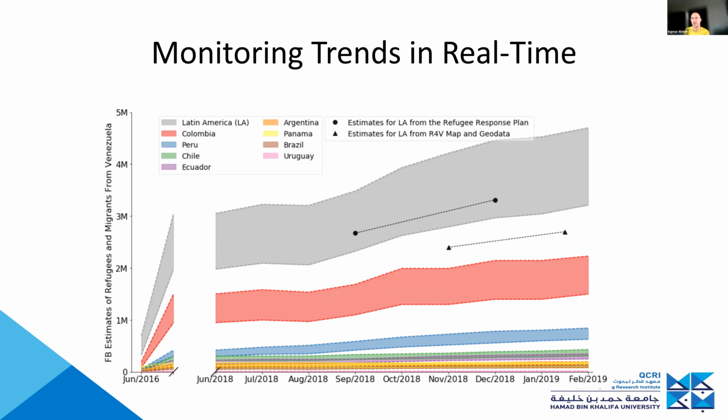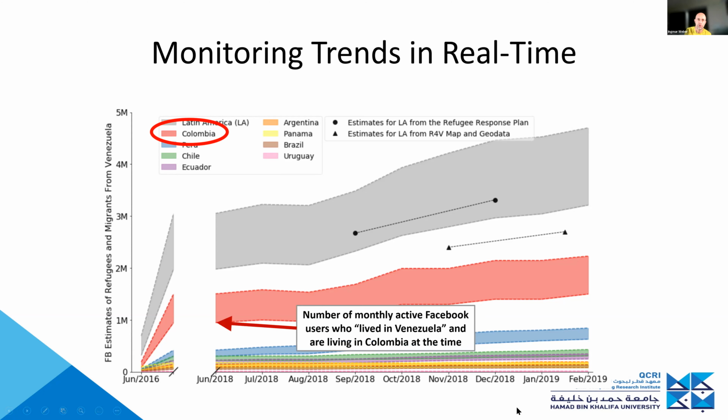Let me try to explain what you see here. All the data that you see relates to Facebook users who lived in Venezuela. It's disaggregated by different host countries. Let's look at only the data in red first. That's the host country of Colombia. This data point down here, for example, was collected in June 2018. So in June 2018, there were about 1 million Facebook users who at that time were living in Colombia, but according to Facebook, had previously lived in Venezuela.